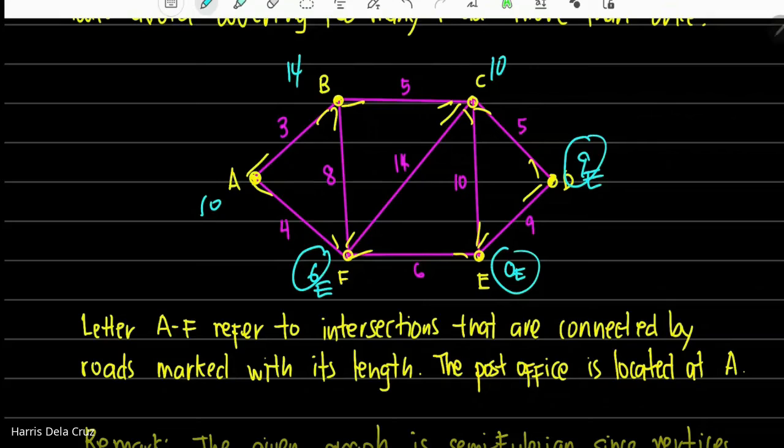Ano yung susunod na smallest label na unvisited? Yung 10. So, I can start from A or from C. It doesn't matter. Okay lang kahit saan mag-start. So, for example, I start with A. Since this is smaller, I'm fixing this. From A, I can go to B. So, that's 10 plus 3, 13. That's smaller, so I'm relabeling B as 13. That's coming from A. This is coming from E.